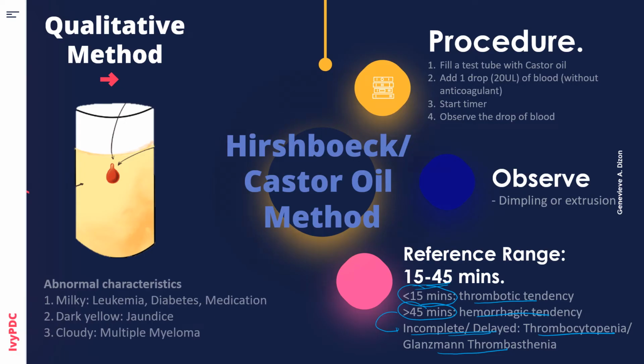Abnormal characteristics may be seen on the extrusion of the blood. If it's milky, the patient might have leukemia, diabetes, or may be undergoing medication. Dark yellow extrusion is jaundice, while cloudy extrusion is multiple myeloma.